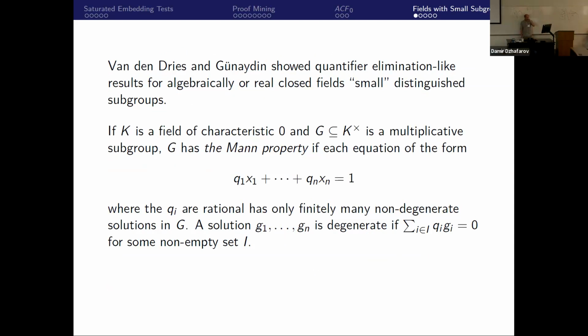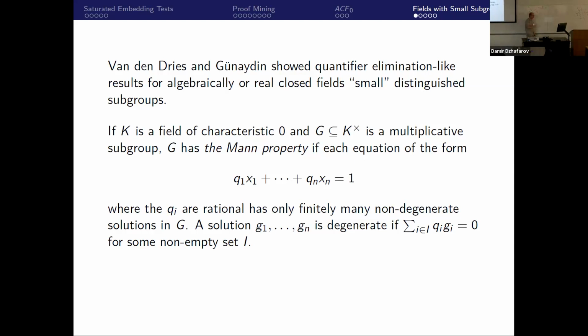So one more example, which is actually pointing towards new stuff. The first example I was looking at to apply this method to get something new is this result. Vendries and Gnaden were looking at fields where there's an additional subgroup that gets named by a predicate, and they need it to be small. The relevant notion of smallness is this.